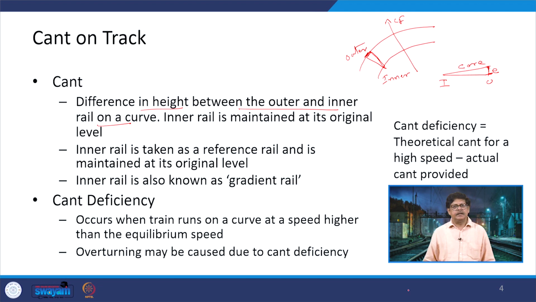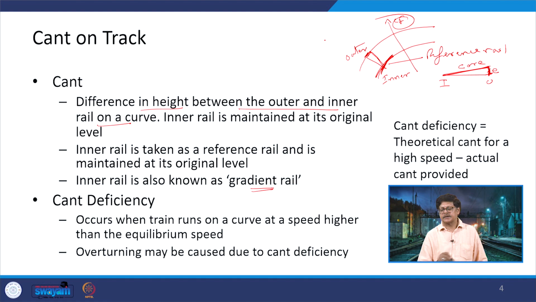Now, this inner rail is taken as the reference rail, and it is also called the gradient rail, because with respect to this reference rail, the gradient has been set on the track to define the Cant, the value by which the outer side of the track is going to be raised so as to counteract the forces which are acting in the outward direction.